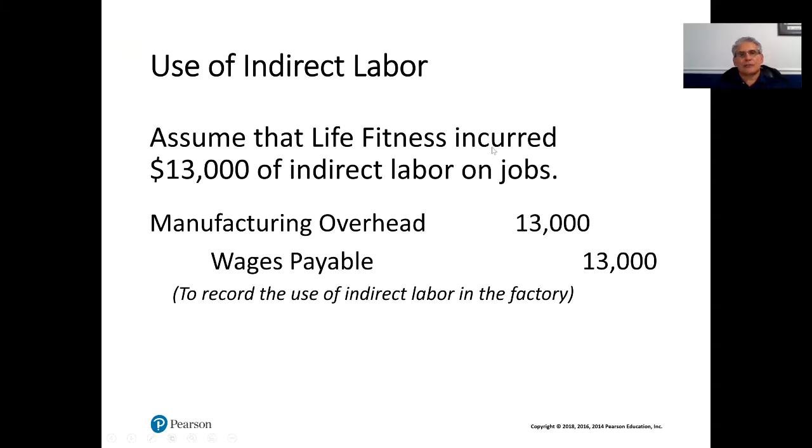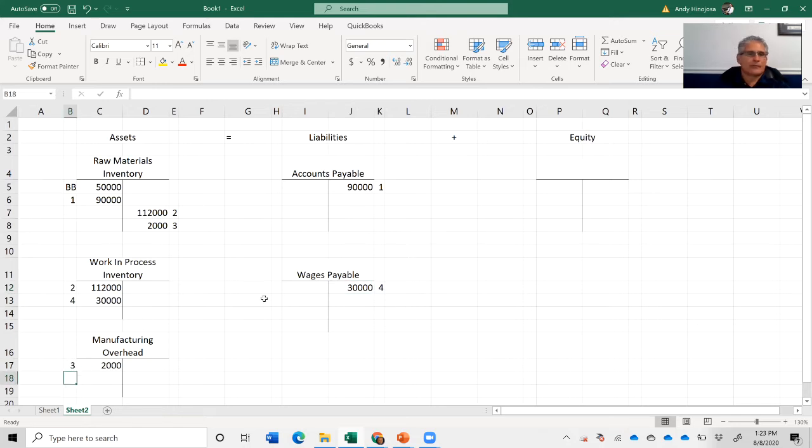Assume that Life Fitness incurred 13,000 of indirect labor on jobs. So we're going to put 13,000. Let's make this number 5. So 13,000 goes into manufacturing overhead. That's a debit, and the credit is going to be 13,000 to wages payable.